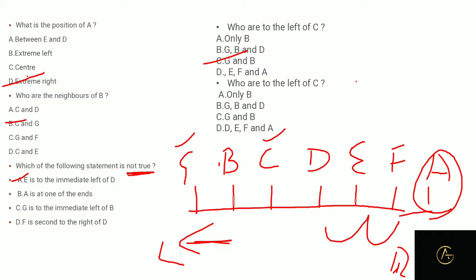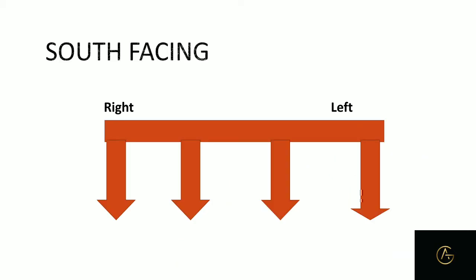Let's move on to the next type, that is south facing. In south facing, your right will become left and your left will become right. Okay, opposite. There are chances of more mistakes in south facing. So be careful while solving south facing.